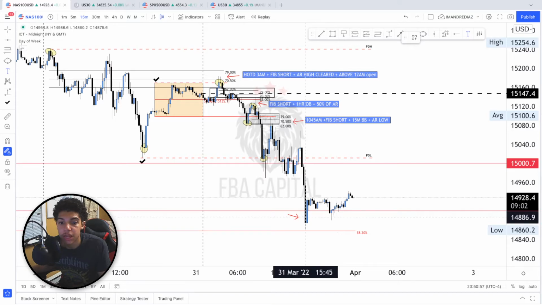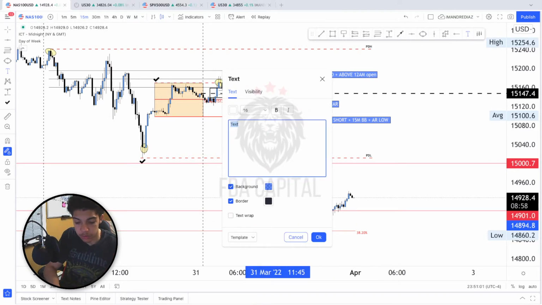And at what time does this happen? At 15:45, which is about 2:45. So we have the low of the day at 2:45 p.m. At what level? 14,900. Plus we have that fib long 38.20% rejection. It didn't tap into it.